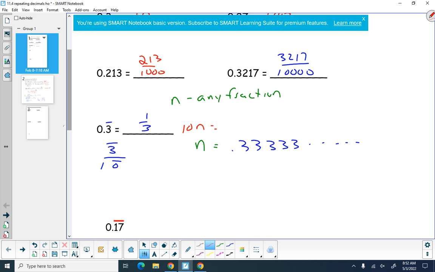So if I multiply the n by 10, I get 10n. If I multiply 0.3333 repeating by 10, I get 3.3333, and so on. All it does is it moves my decimal point over one position. That's why we multiply by 10. I can pick any number I want here, but 10's a lot easier, because when I multiply a decimal by 10, it just moves the decimal point over one spot.